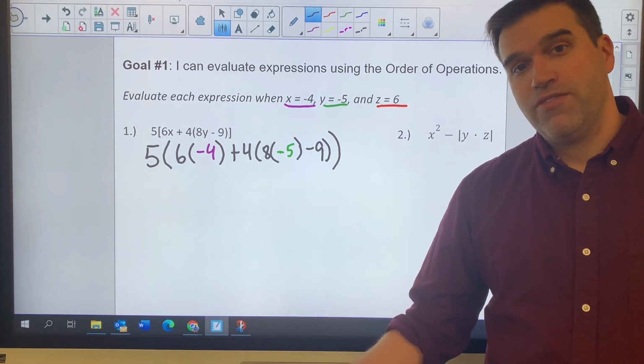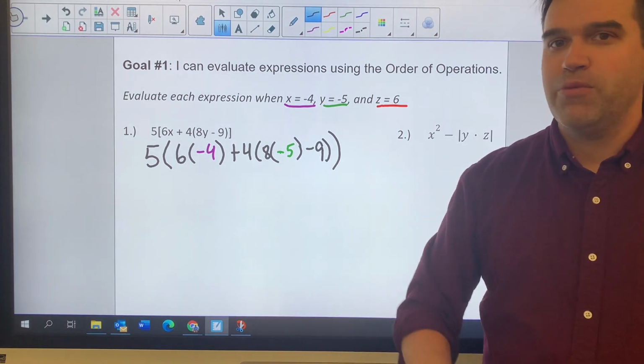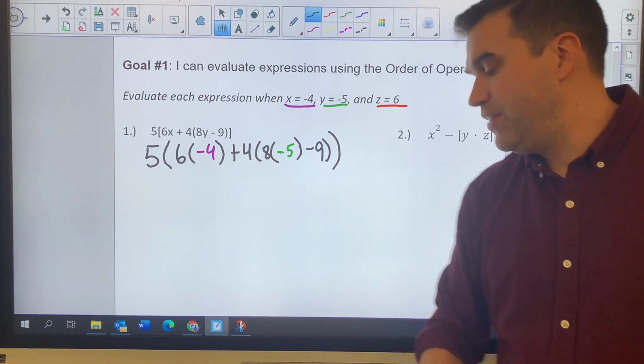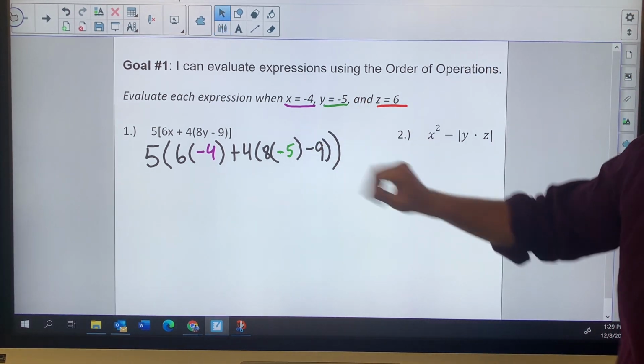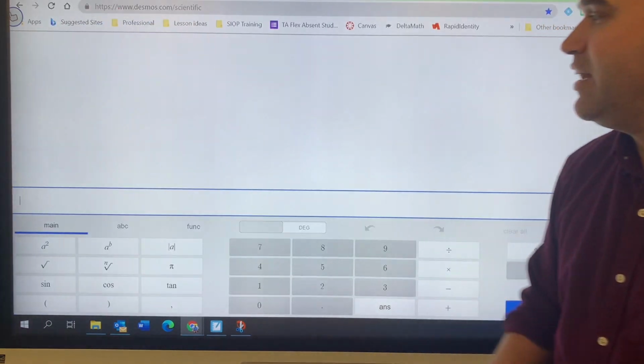We're following the order of operations. We move inside the parentheses, multiply before we subtract or add, and so on. There's a better way of doing this problem, especially with so many numbers in it. I am going to open up my calculator.